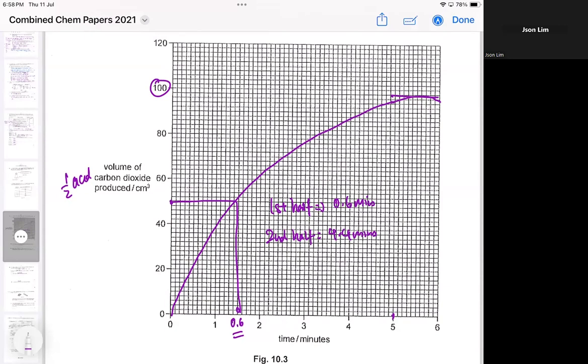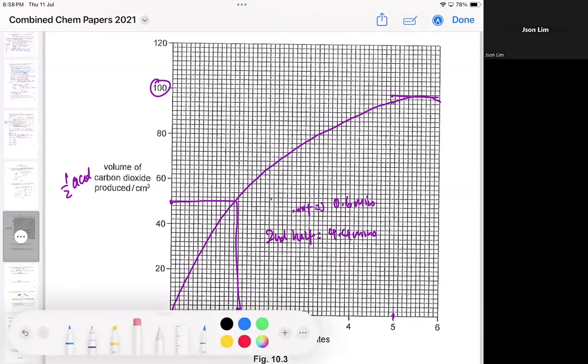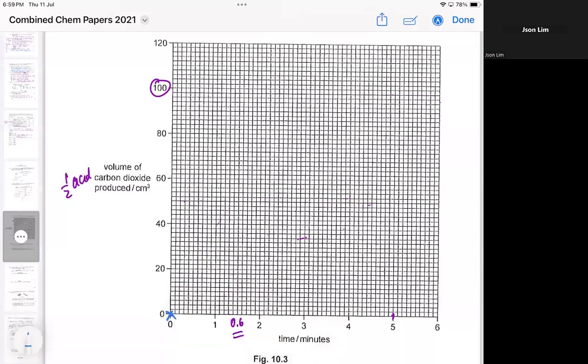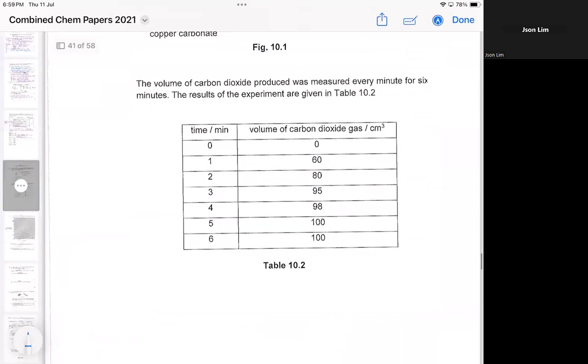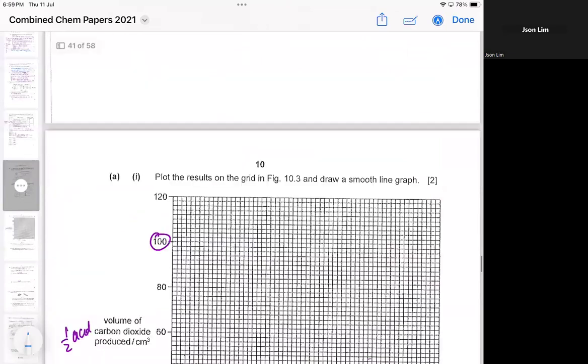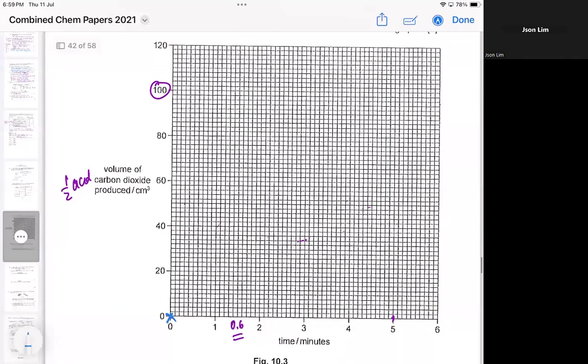Okay, maybe my gradient is not steep enough. Let me do a better one, otherwise it's not accurate. So we have one at 0, and then 60, 80. Because it looks a bit shady, because at 60 already, the first minute is already 60. So I just feel a bit wrong with it. So about 60, then 80, somewhere here.